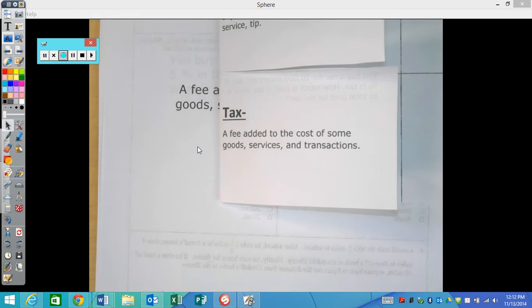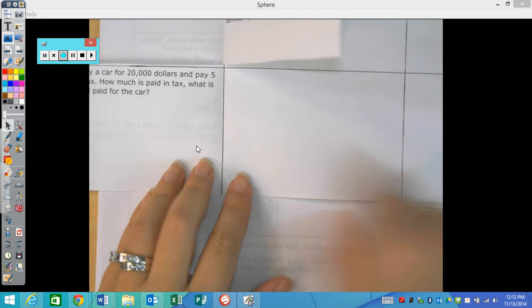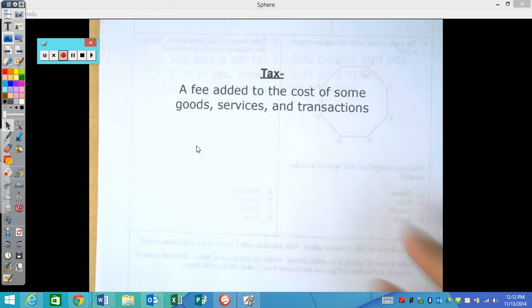Alright, so the next video that we're going to work on now is the tax video. When you work on it, remember you can write in this whole section that's for you to write on. I'm just using this other piece of paper so there's more room.